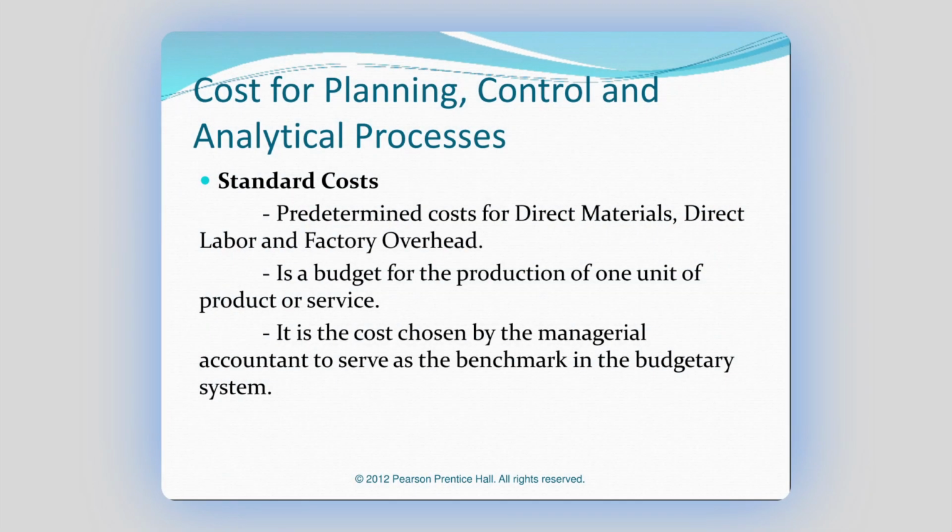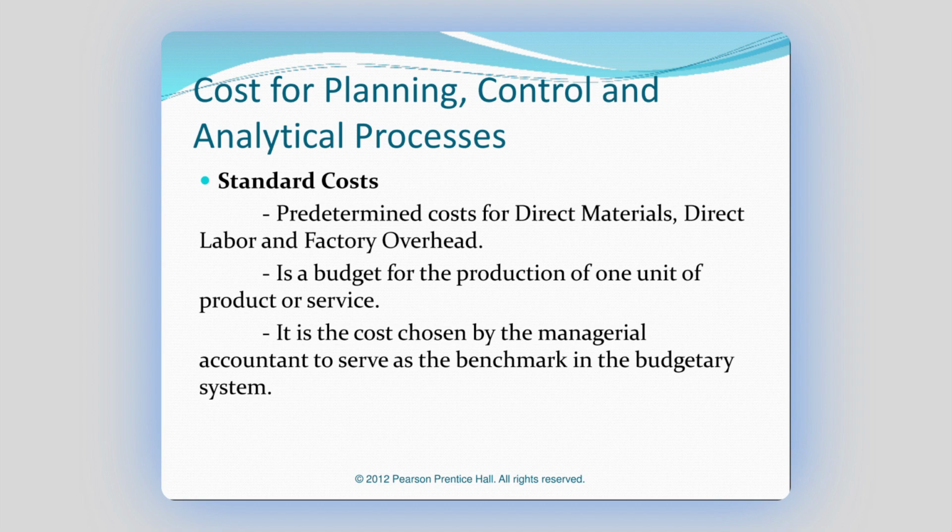Very important also, class, yung others. So ano yung mga others, particularly for this you have standard cost. So ano yung standard cost? The predetermined cost. Para siyang budgeted cost pero based on the per unit. Predetermined cost for materials, labor, and overhead. It is the budget for the production of one unit of product or service, or it is chosen by the managerial accountants to serve as a benchmark in the budgetary system.